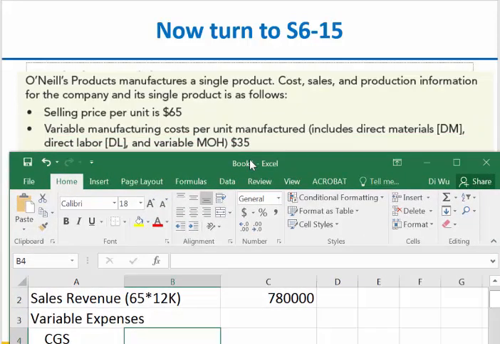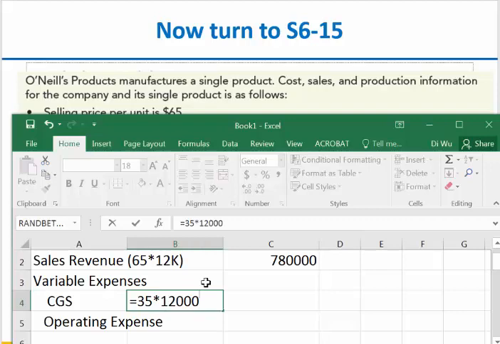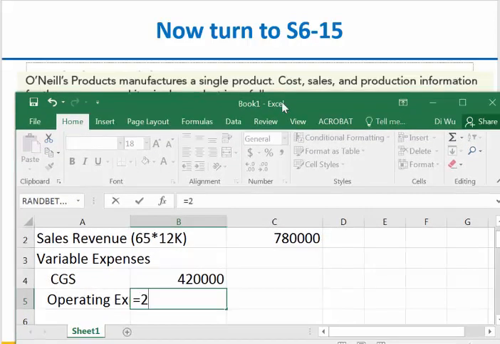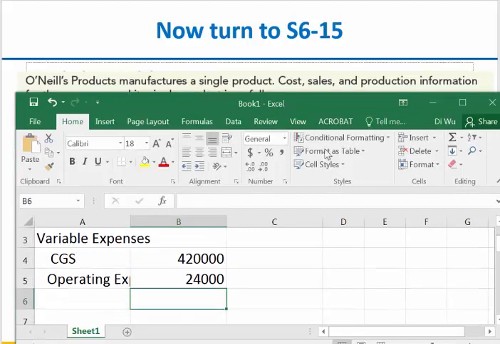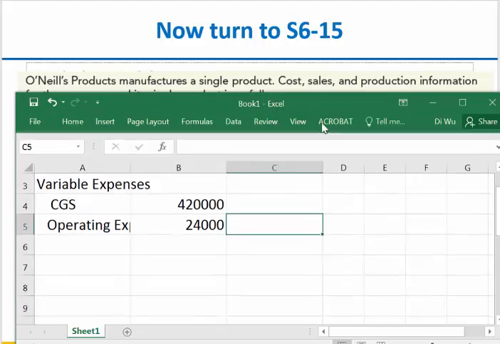In terms of CGS, because of the variable costing, I have to focus on the variable manufacturing cost. So I have $35 times 12k. I multiply $35 times 12,000, and I get this number. For the operating expenses, if I go to the question, we're looking at variable operating expenses per unit sold of $2. So I multiply $2 by 12k, and I get 24,000.